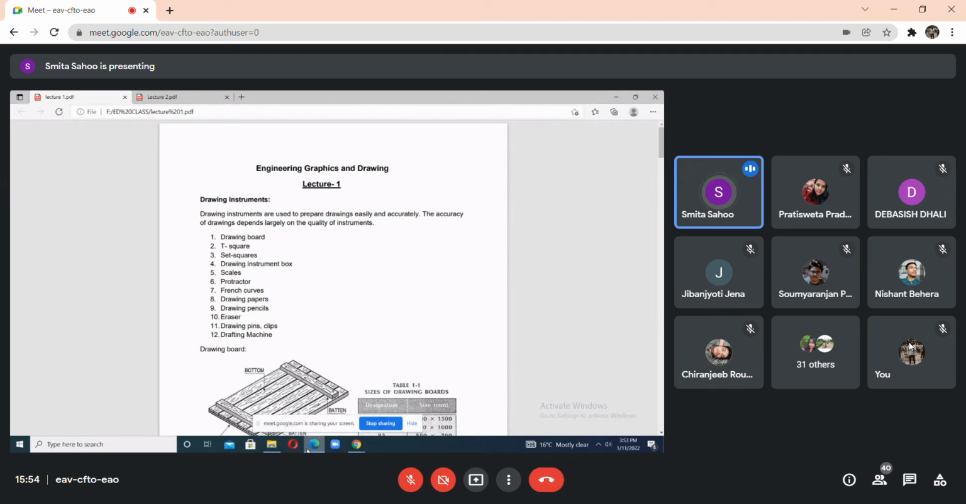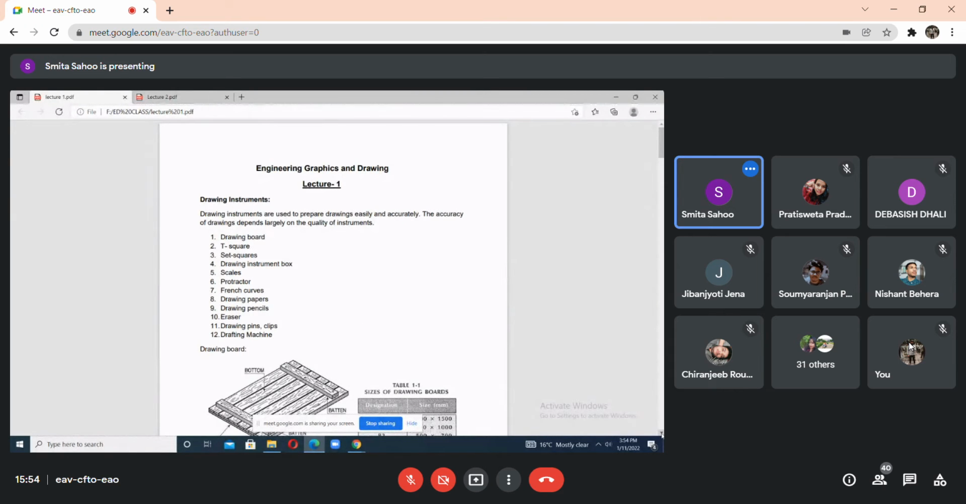Now, these instruments are the objects which are used during drawing so that the process of drawing becomes easy and we can represent whatever we want to represent accurately. And the accuracy of the drawing actually depends on the quality of the instruments. The quality of the instrument is very important to have an accurate drawing.